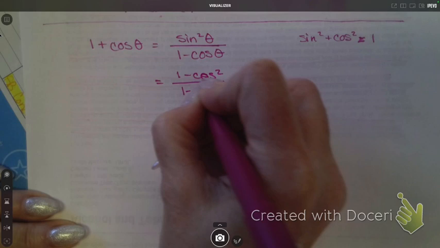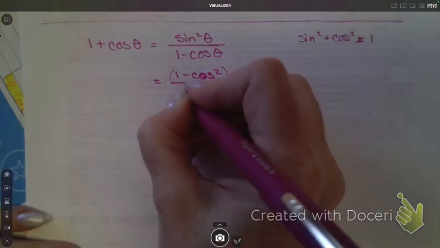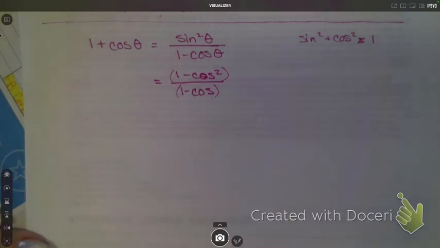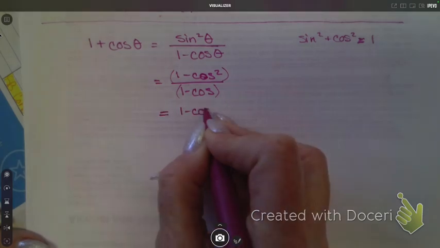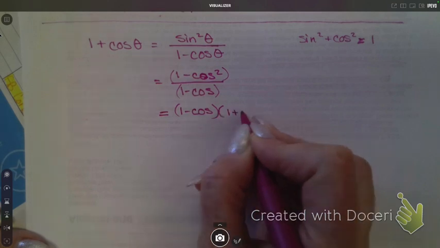Can't we reduce that? Not unless we can reduce the whole thing, so that means we have to factor. Can you factor the denominator? No, you can factor the numerator. How does the numerator factor? It'd be 1 minus cosine and then 1 plus cosine. It's a difference of squares, right? I'm just reviewing that with my geometry.